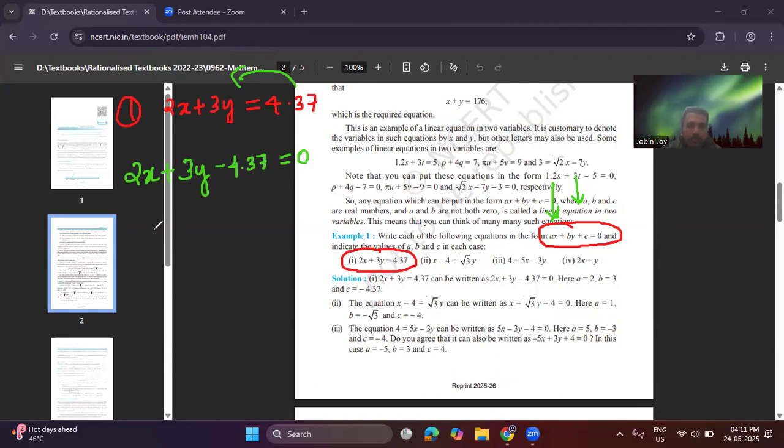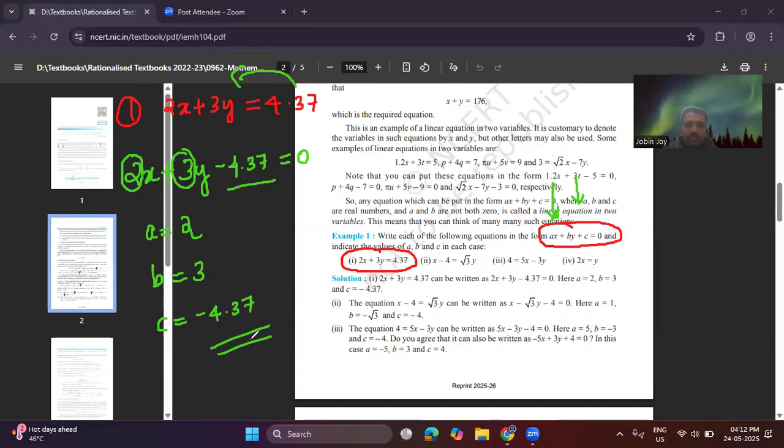And then write what is the value of a. A means the coefficient of x. That means 2. A equal to 2. And b is the coefficient of y. That is equal to 3. And c is equal to the constant term, minus 4.37. This is the answer.